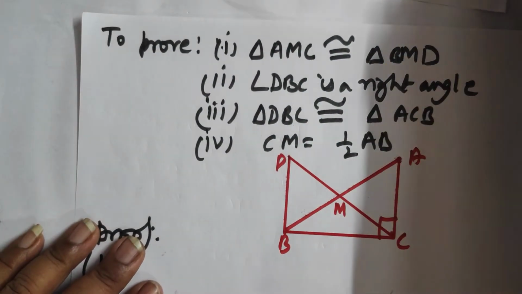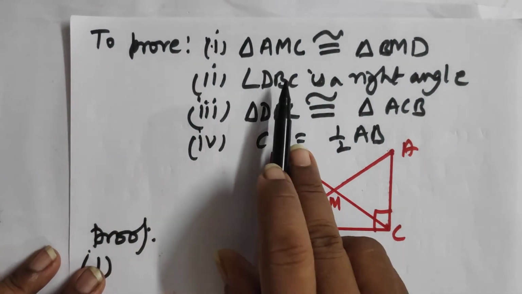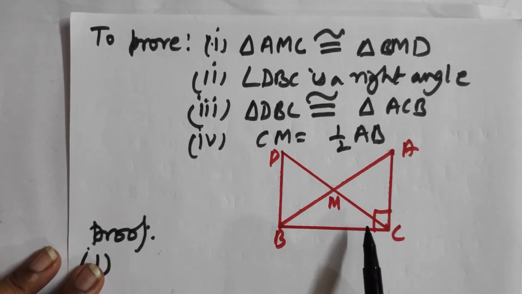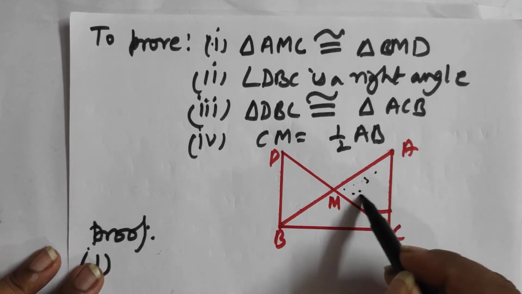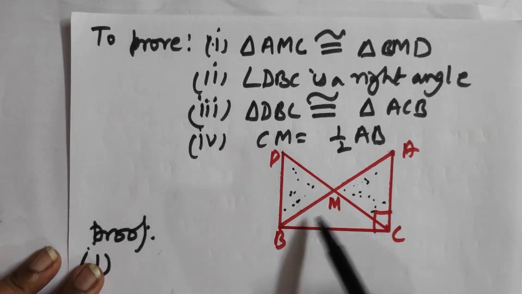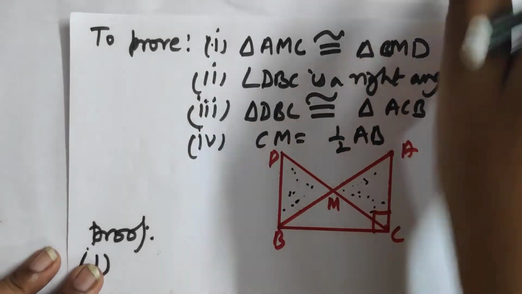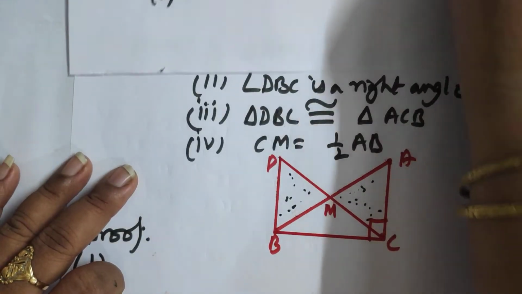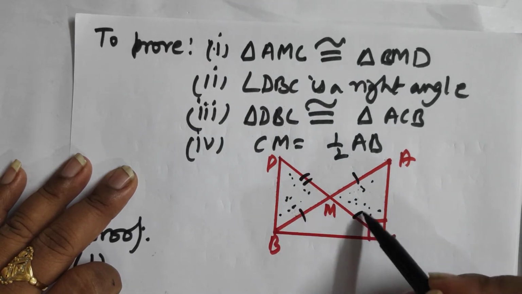Now first of all, we will start with the very first point that we need to show, that is triangle AMC is congruent to triangle BMD. Now we have this figure and we need to prove that this triangle AMC is congruent to triangle BMD. This is BMD, and already it is given AM is equal to BM and DM is equal to CM.